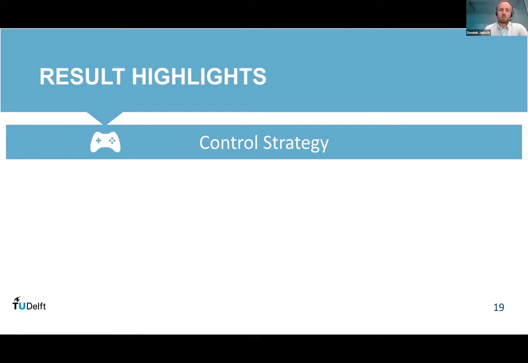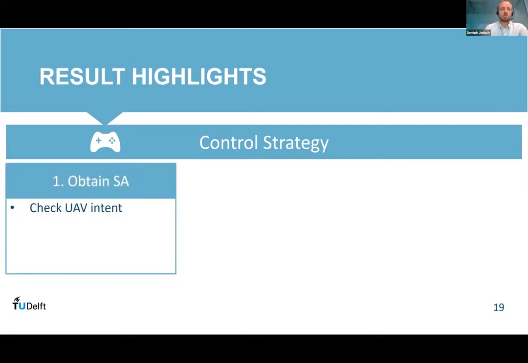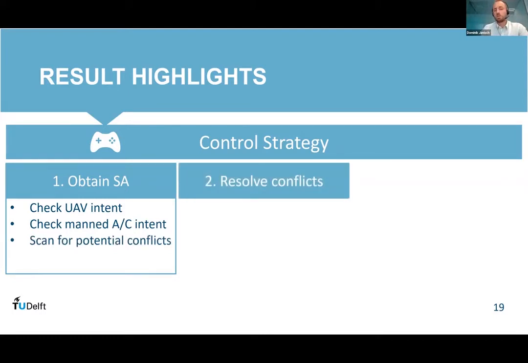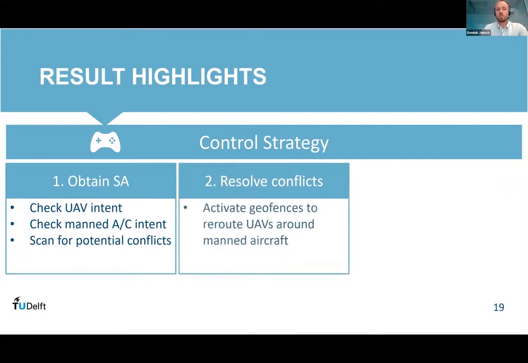And just to reiterate what that control strategy typically is: first you obtain situation awareness. What the participants did was they checked first what the UAV intents were, then they checked what the intents of the manned aircraft were, and scanned for potential conflicts. Then if a conflict was found, the idea was, of course, to resolve this conflict utilizing geofences for these UAVs to reroute themselves around manned aircraft.